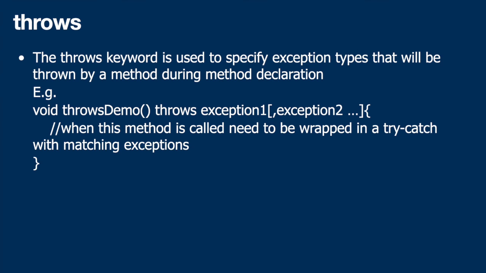And when we call this method, it has to be wrapped in a try-catch construct with a matching exception. So if the method throws arithmetic exception, the matching try-catch should have arithmetic exception. If the method has file not found exception, it should have a file not found try-catch construct.